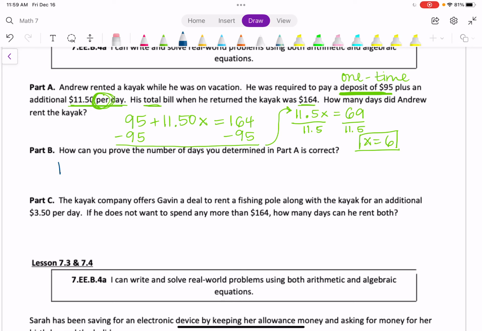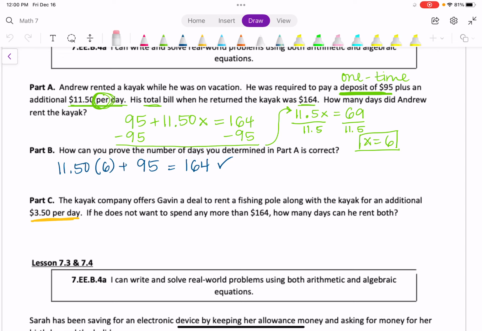If I do 11.50 times 6 plus, excuse me, not plus 164, plus 95, I get 164. So that's how I know I'm correct. The kayak company offers Gavin a deal to rent a fishing pole along with the kayak for an additional $3.50 per day. If he does not want to spend any more than 164, how many days can he rent both?